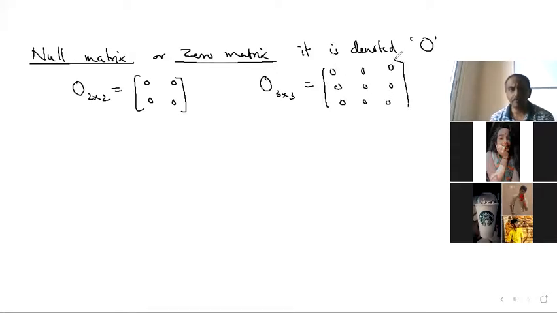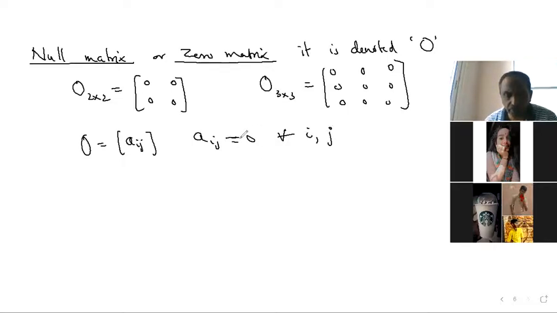So if I want to write this as a definition, I'll say a zero matrix is O equal to Aij, where Aij is 0 for all i and j. Understood my mathematical way of writing? Aij is 0 for all i and j. Understood? Yes, sir. This is a definition, actually.